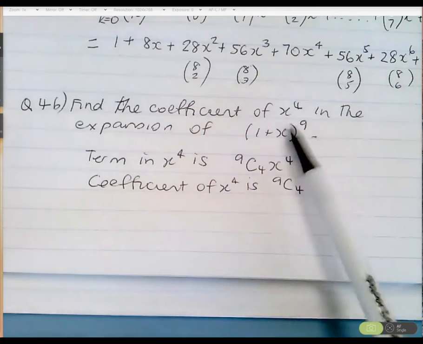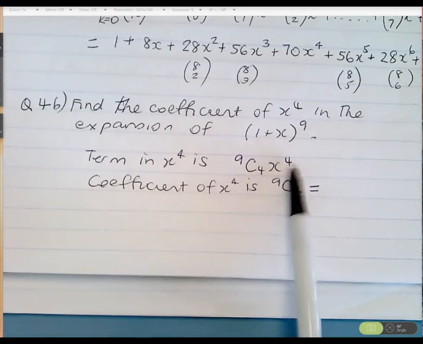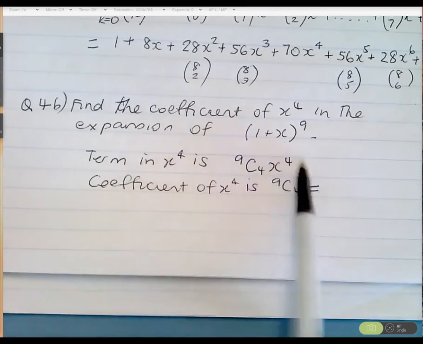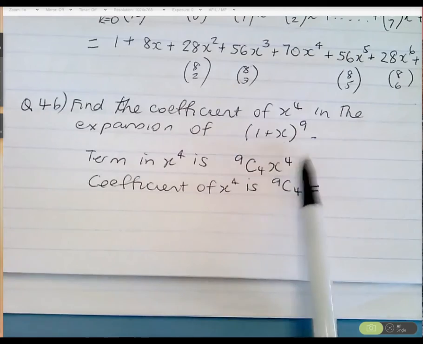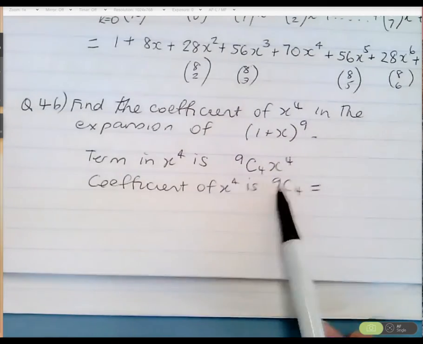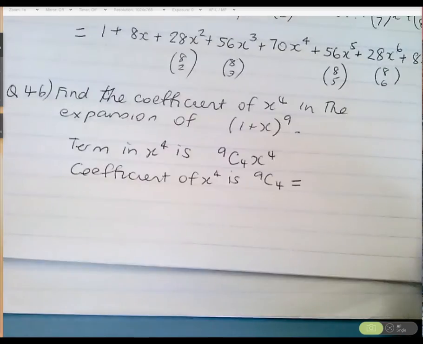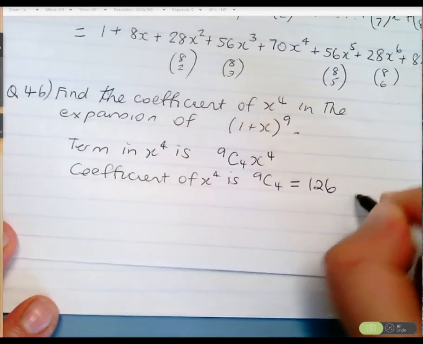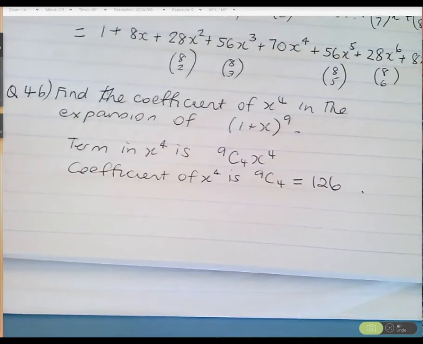Power of 4 term. It's 9c4 x to the 4. That's the term in x to the 4. The coefficient is the bit in front of the x to the power of 4. So the coefficient is 9c4, which is 126.